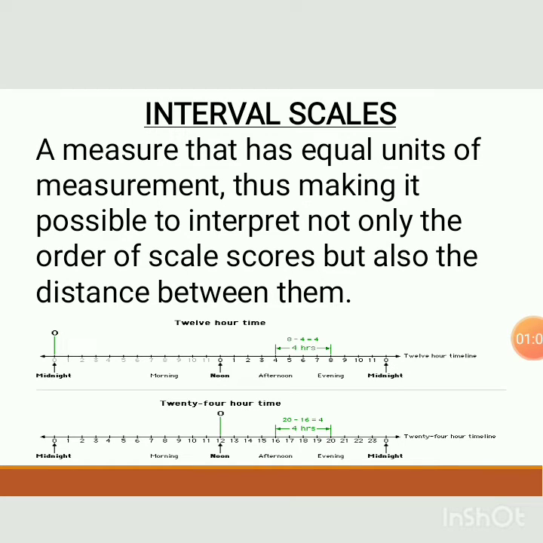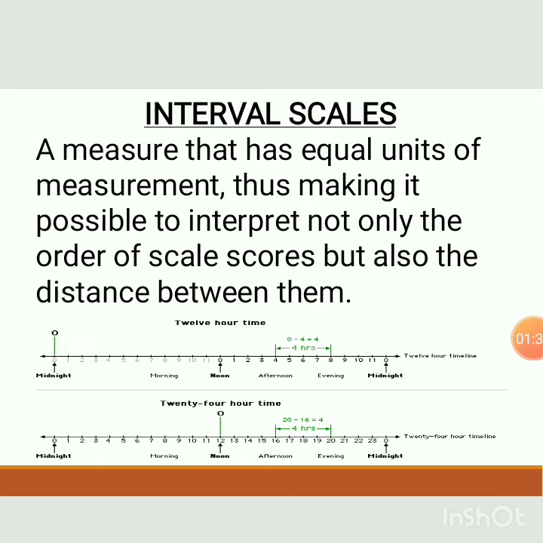Why? Because it is an arbitrary region. We don't have an absolute zero here. We measure temperature against an imaginary zero, and the zero represents nothing but the freezing point of water. Zero is the point where water starts freezing. So there is an absence of an absolute origin. That's why we cannot take their ratios.